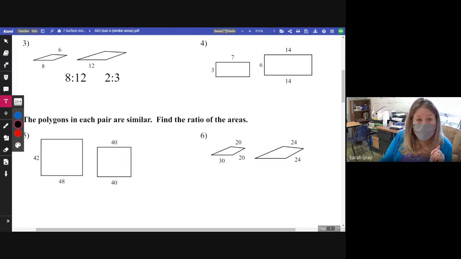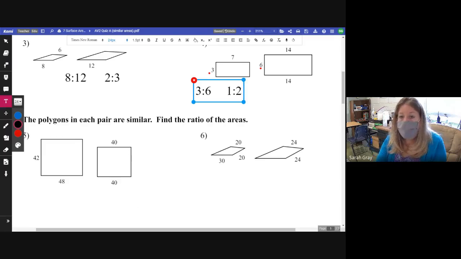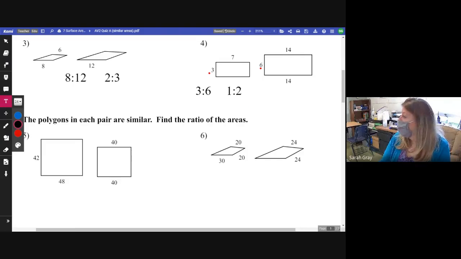On number 4, pick 2 sides that go together. Either do 7 and 14 or 3 and 6. Ratio of their sides, simplified. That's the ratio of their perimeters.